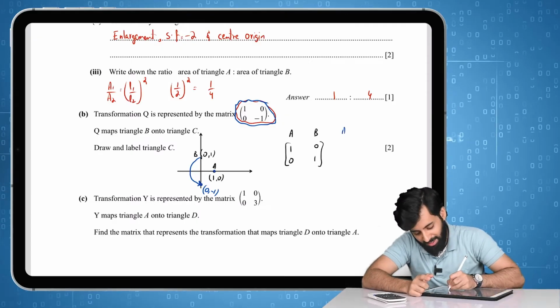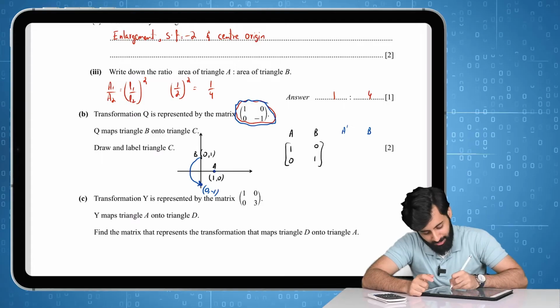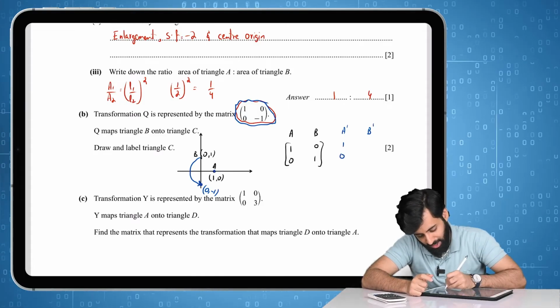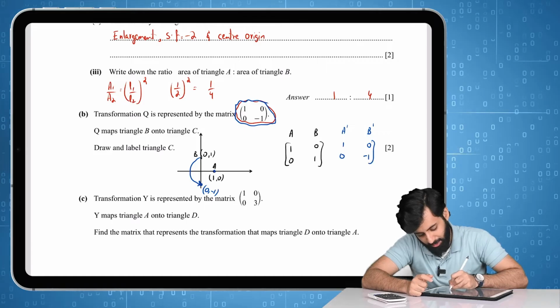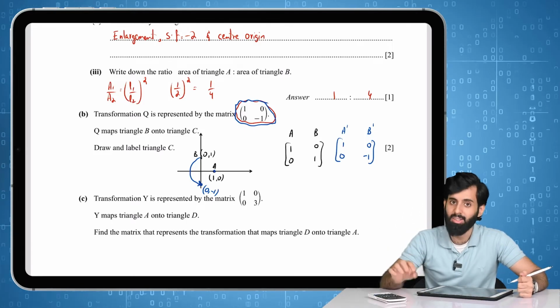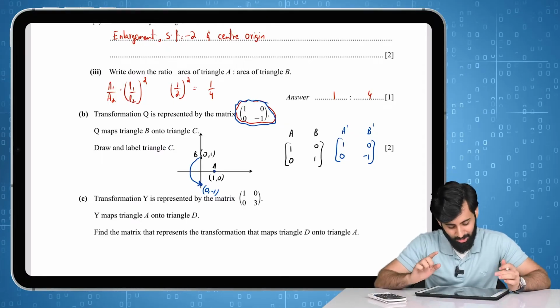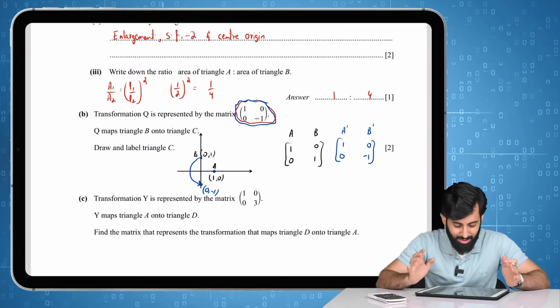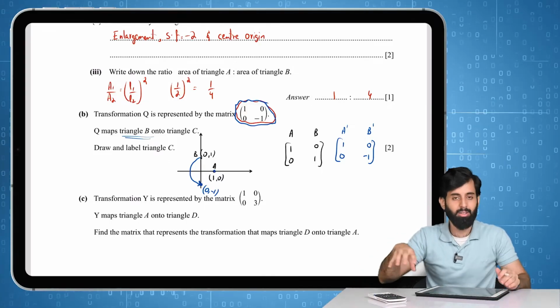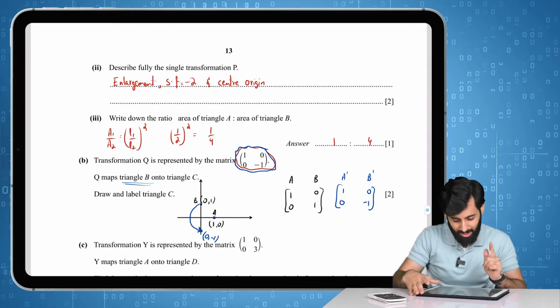So what happens is that nothing happens to A, and B prime turns out to be 0, minus 1. So now we know very well that this matrix is representing reflection along the x-axis. So what exactly do I need to do to triangle B in order to get triangle C? I need to reflect it along the x-axis. So that's exactly what I'm going to do now.